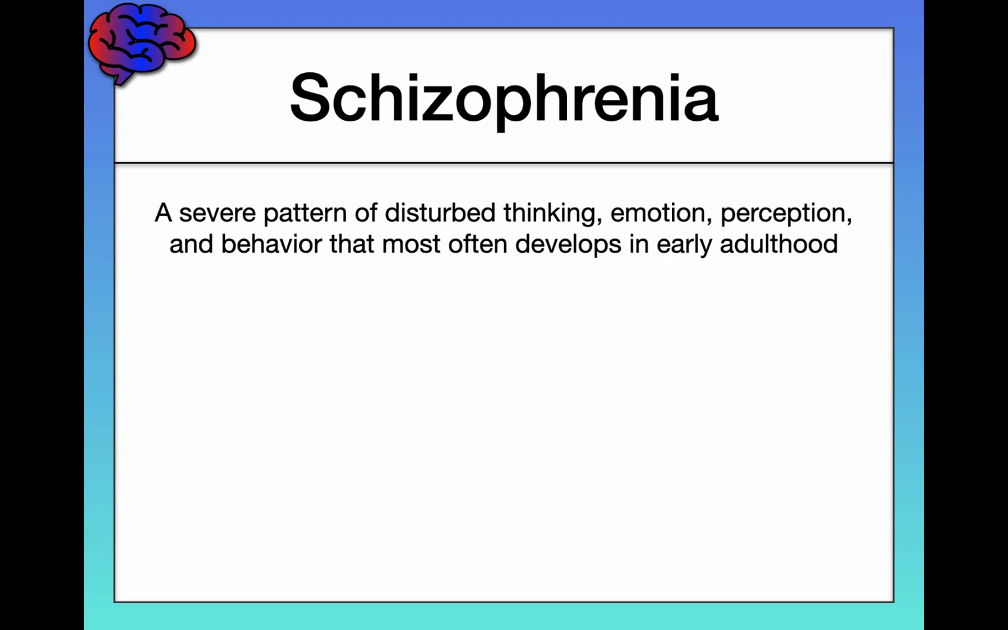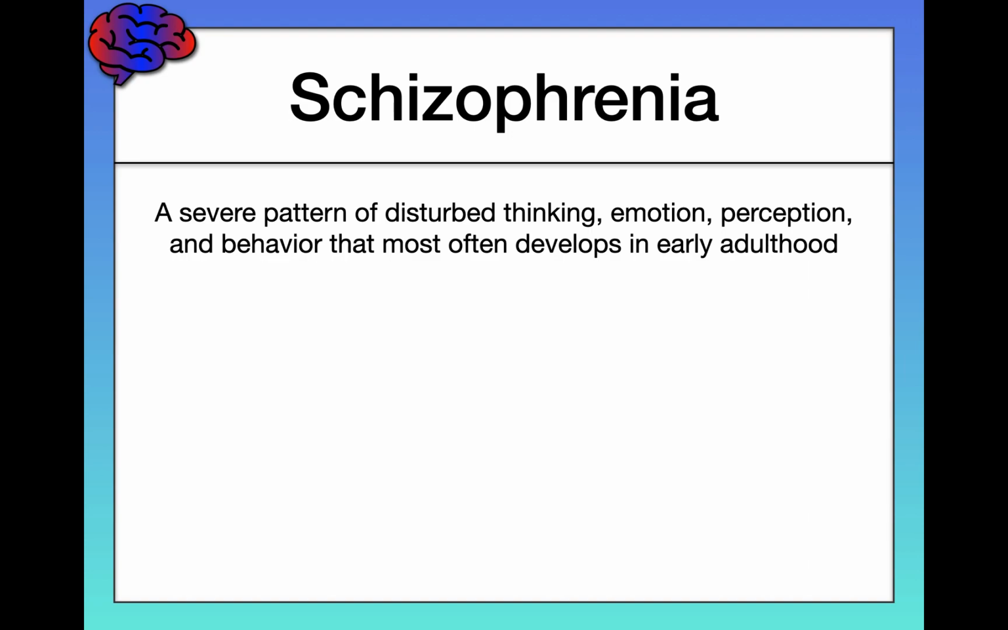The literal translation of the word is a splitting of the mind, taken from the Greek words schizo, meaning splitting, and phrene, meaning psyche or mind. But this is a bit of a misnomer because schizophrenia does not involve split personalities. We would call that dissociative identity disorder, which you've probably heard of as multiple personalities.